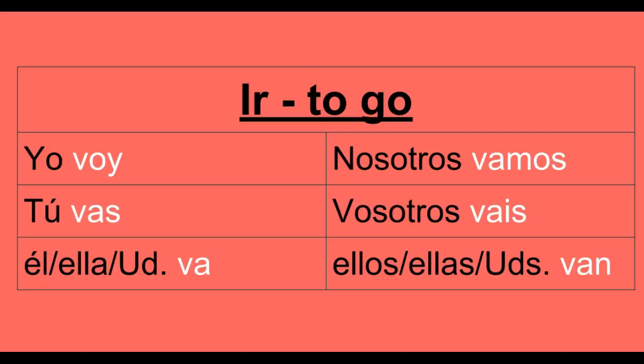If you can remember, though, that ir follows a similar pattern to AR verbs, except for the yo form, voy, which doesn't really match any of the AR verb patterns. And the vosotros form is a little different because there's no accent over the A, but you'll notice all the other forms look like an AR conjugated verb. So if you can get that in your mind, hopefully that can help you memorize these 6 verb forms.